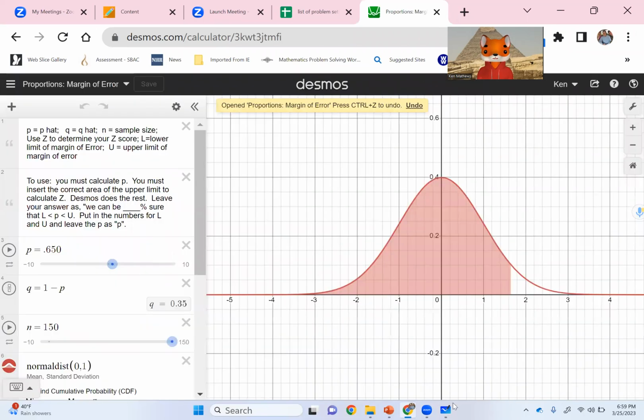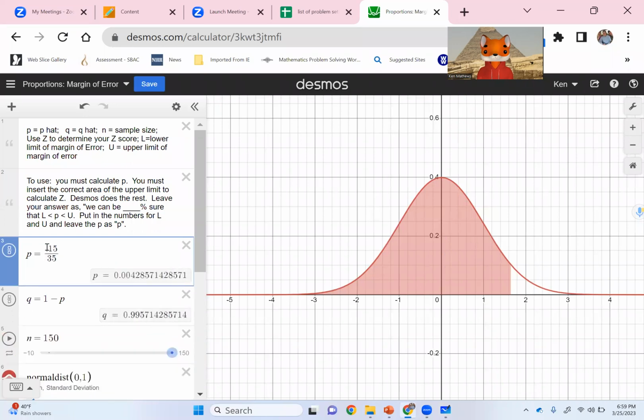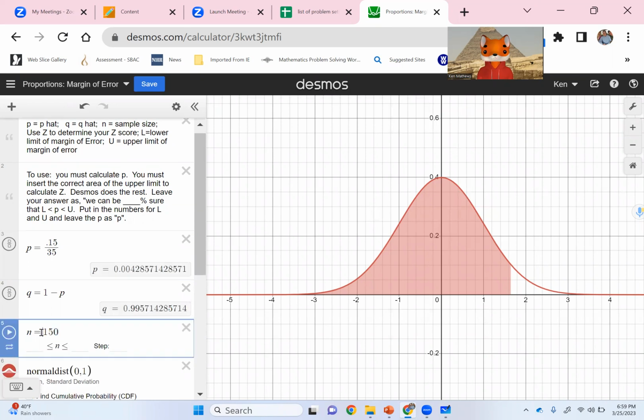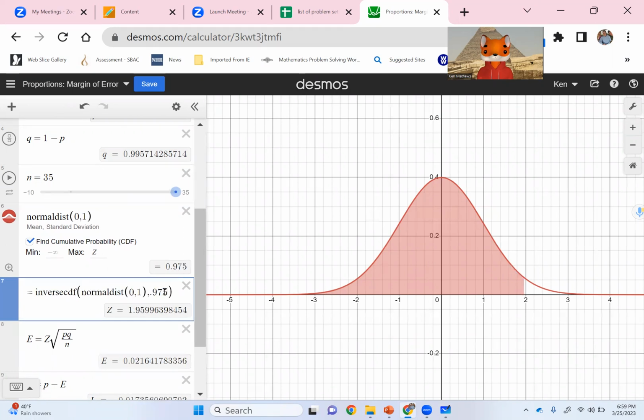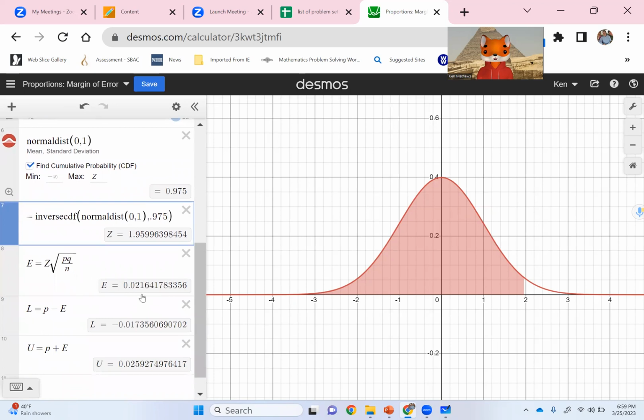And what's my p-value? Let's go back to that whiteboard so we can remember 15 out of 35. My N is 35. And what's going to be the area of my right tail? Well, if I'm doing a 95% confidence interval, it's going to be 0.025. So the area to the left is going to be 0.975. Okay. So my Z value is 1.96. My error value is 0.02.